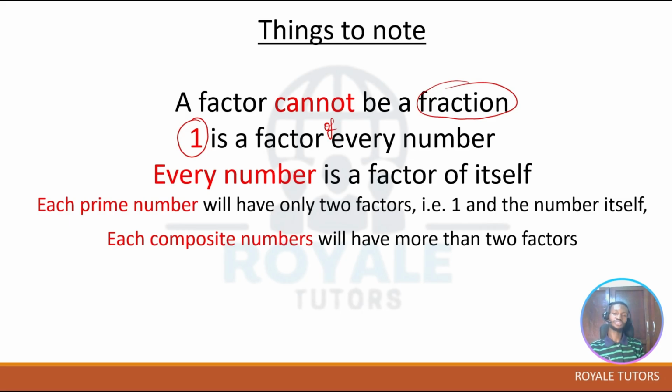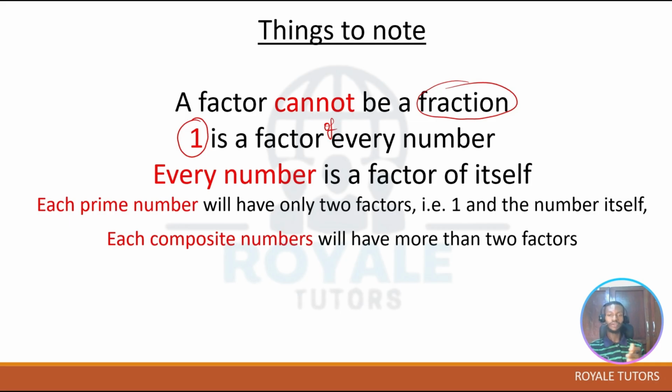Also, the third thing you need to know is that every number is a factor of itself. So 2 is a factor of 2. 7 is a factor of 7. 8 is a factor of 8. 19 is a factor of 19. 29 is a factor of 29. 48 is a factor of 48. 27 is a factor of 27. That is, every number is a factor of itself.